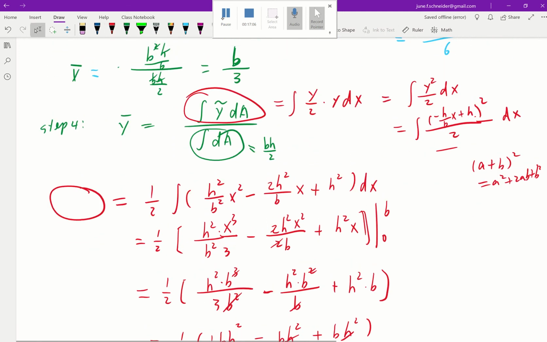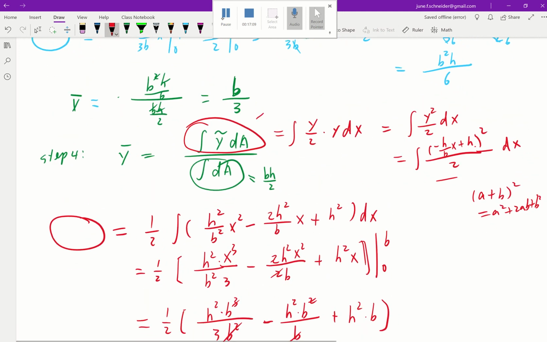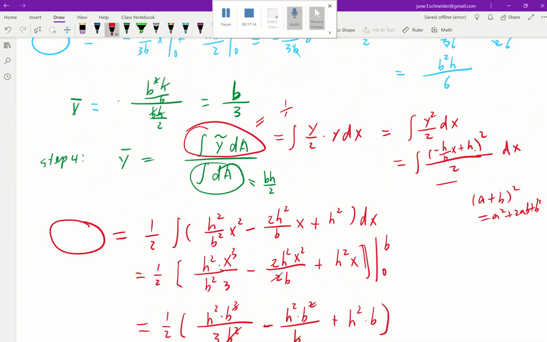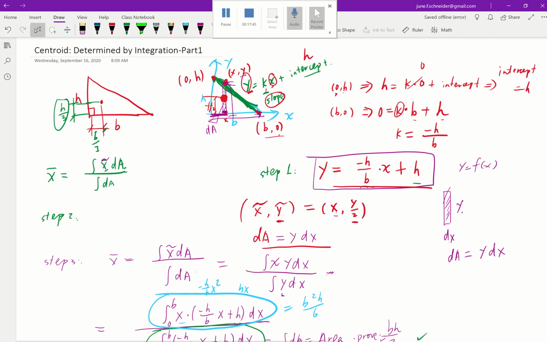Now we go back to step 4 here. We already solved this just now: it is 1/6 bh squared. Then we can solve this final answer. What's y bar equal to? We have 1/6 bh squared over half bh. b canceled out, one h canceled out, so we will have just h. And 1/6 divided by 1/2 will give us 1/3. Again, we got this fantastic 1/3, right?